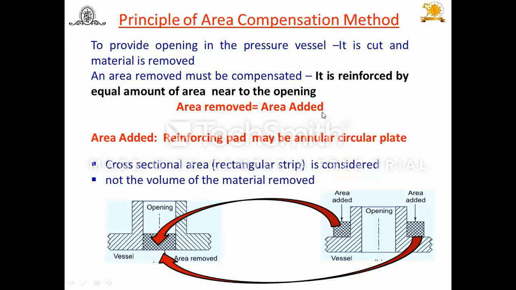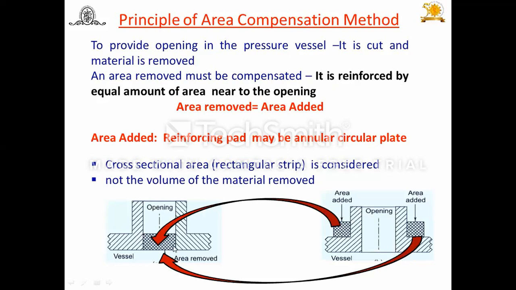The area removed must be compensated. But how? By adding some material nearer to that opening. That is area compensation. In this method, we compensate the area, not a volume. Try to understand. That means we add some area near the fittings or openings, maybe a nozzle or pipe. The added area is in the form of a reinforcing pad, generally an annular circular plate. I will explain in this figure.